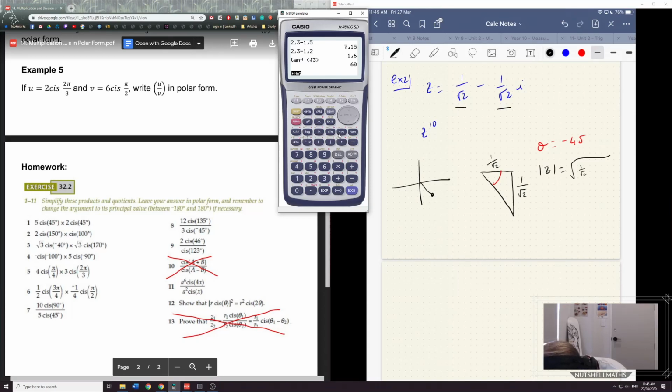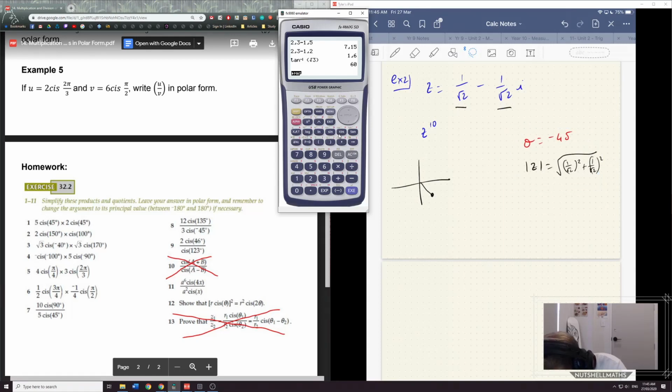1 over root 2 squared plus 1 over root 2 squared. Jeepers, run out of room there. Let's tidy this up. Did you just see that disappear? It's all disappearing. There we go.